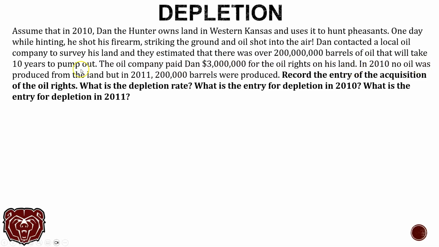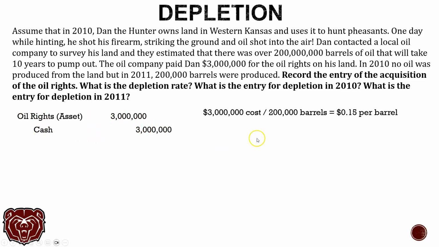In 2010, no oil was produced from the land, but in 2011, 200,000 barrels were produced. Record the entry for the acquisition of the oil rights. What is the depletion rate? And what is the entry for depletion in 2010? What is the entry for depletion in 2011? So oil rights. This is the company acquiring the rights to the oil. Okay, $3 million asset increase, $3 million cash asset decrease. Okay, so for the cost of barrels, it's $3 million divided by 200,000, 15 cents per barrel.